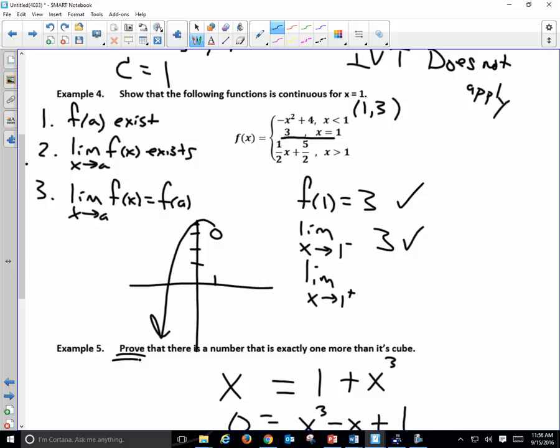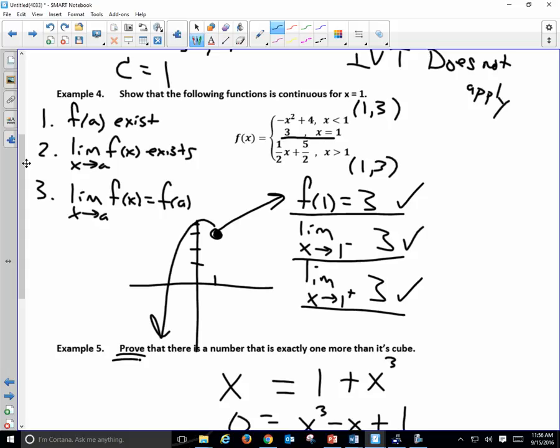Well, let's check the limit from the right. If you were to plug in 1 here, what would you get? You get 1/2 plus 5/2 is 6/2, which is 3. So you would get a graph like that. So that limit is 3. And also notice that when you plugged in 1, you got 3. So is this function continuous? Yes. The output exists, the limit exists, and the limit is the same as the output. So therefore, this function is continuous.